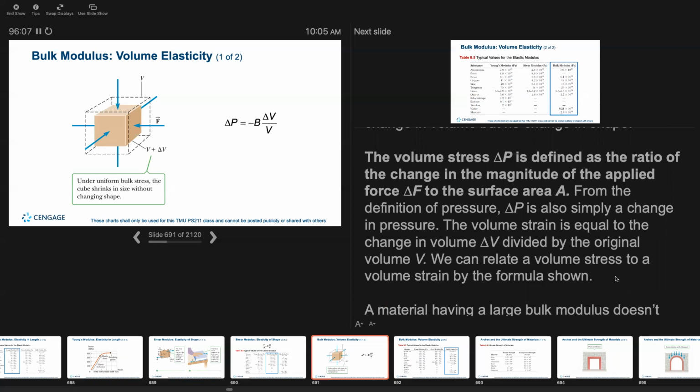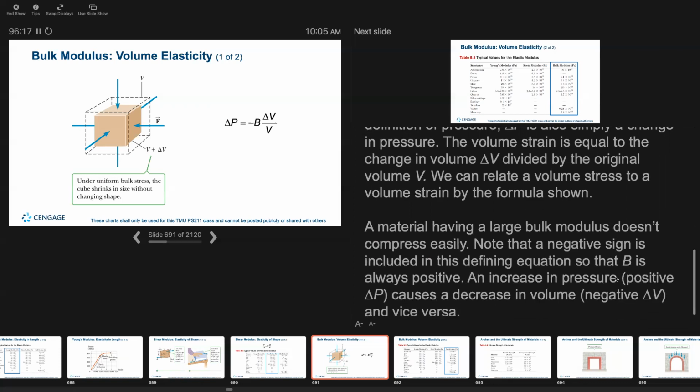The volume strain is equal to the change in volume delta V divided by the original volume V. We can relate a volume stress to a volume strain by the formula shown. Material having a large bulk modulus doesn't compress easily. Note that a negative sign is included in this defining equation so that B is always positive. An increase in pressure, positive delta P, causes a decrease in volume, negative delta V, and vice versa.